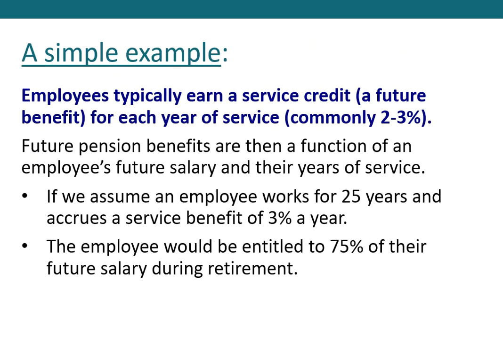Let's consider a simple example. Employees typically earn a service credit or a future benefit for each year of service or each year of work. These are commonly, say, 2 to 3% per year. A future pension benefit then is a function of an employee's future salary and their years of service. If we assume an employee works for 25 years and accrues a service benefit of 3% per year, then the employee would be entitled to 75% of their future salary during their retirement. And that future salary might be their final year or an average of, say, the last 2 or 3 years that they're working. But notice, that's future salary. We don't know what that's going to be, nor do we know how long the employee is going to be working.